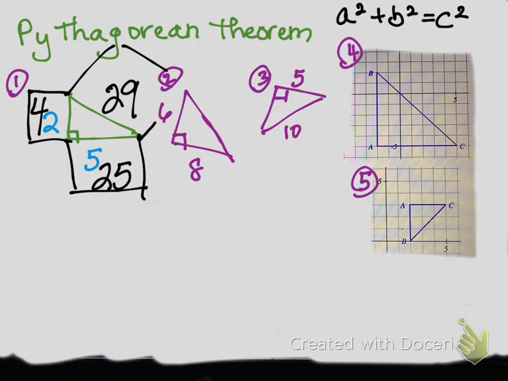Pythagoras was under the impression that that would always be something that could be expressed as a fraction, but since then we've discovered that a lot of square roots can't be simplified. And so the side length is square root of 29 in this case.